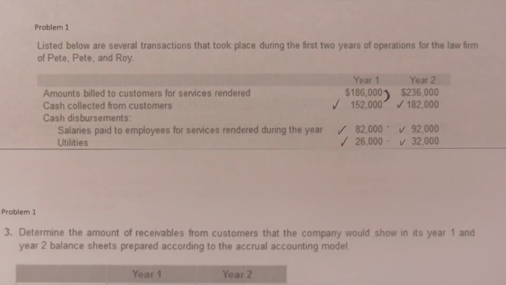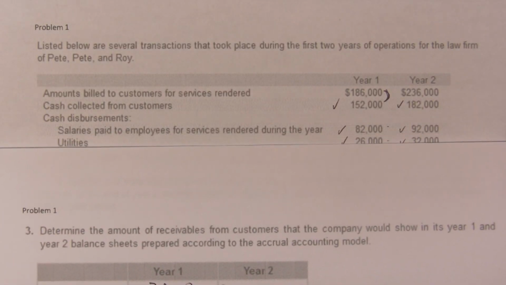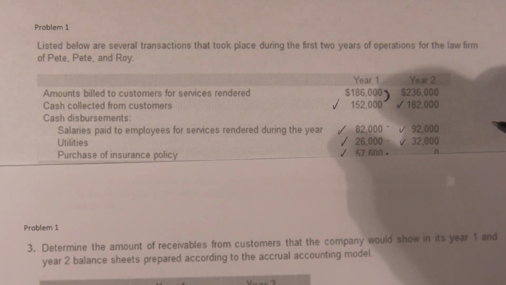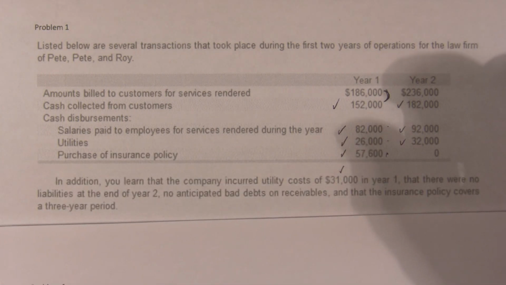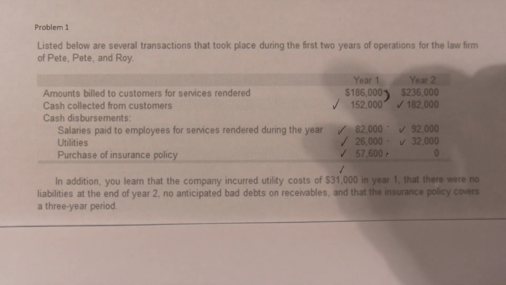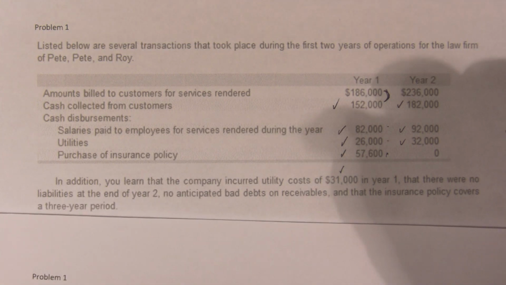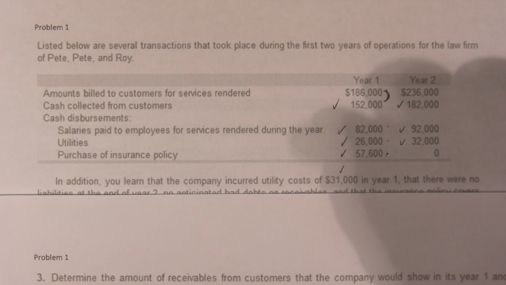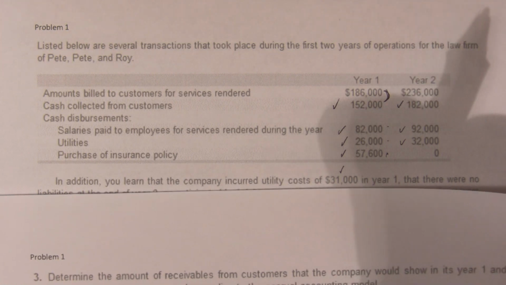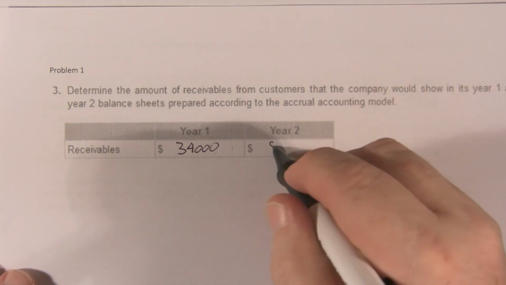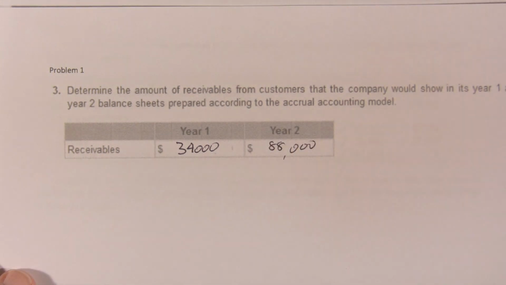Year 2, our receivables, again, taking a look at the same difference, okay? But we have to look at whether there are any receivables carrying over. And let's see, no anticipated bad debts, insurance policy. So the difference is, again, between cash collected and amounts billed, comes out to $88,000. Okay.